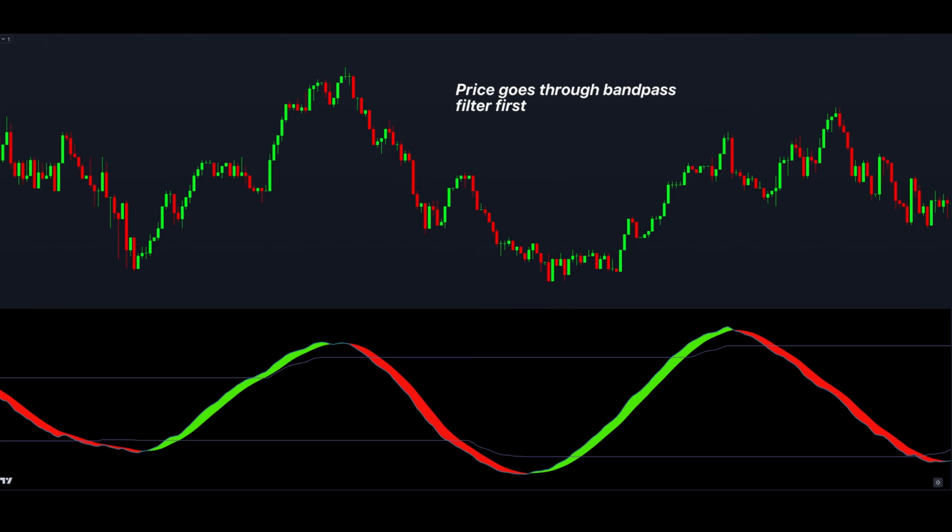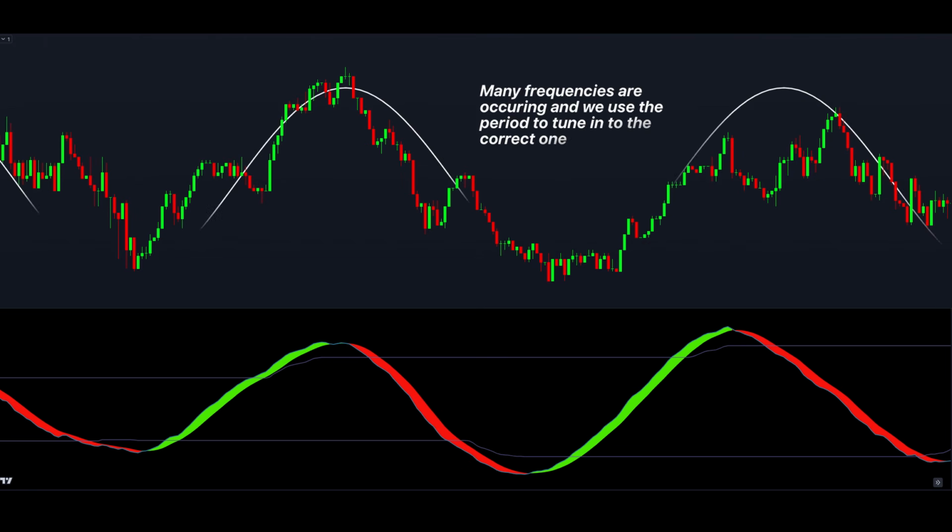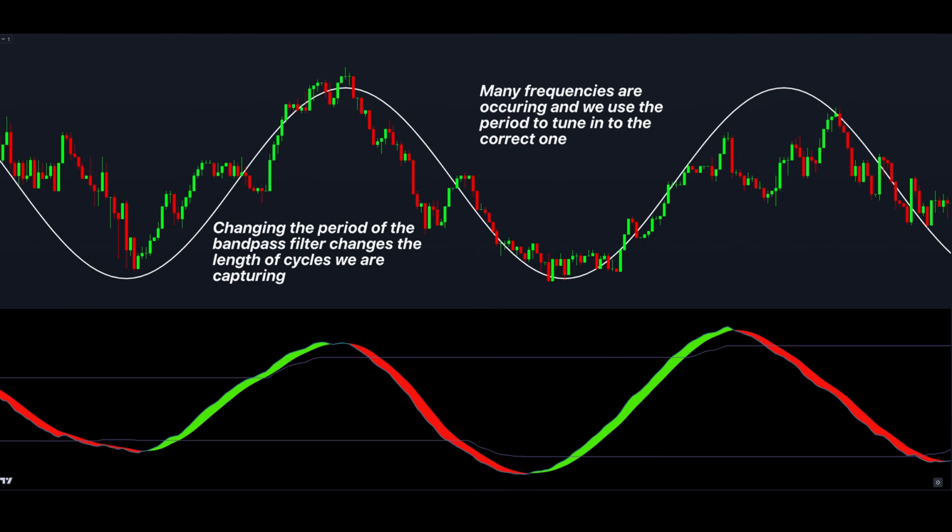We use a bandpass filter because that's the first requirement for the predictive filter. The input must be band limited. Many different frequencies are occurring in the market at once, and the bandpass filter allows only a small range to pass through. Think of it like we're tuning in to a specific rhythm in the market that we want to capture. We band limit the price so that it can be put into the predictive algorithm.